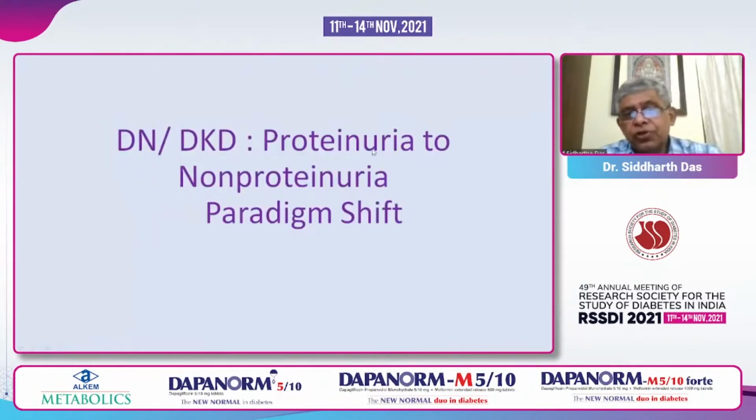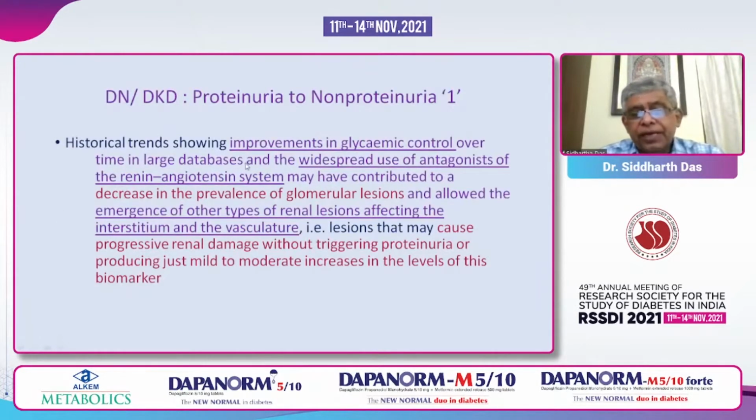Now, coming to proteinuric to non-proteinuric, the paradigm shift. Historical trends showing improvements in glycemic control over time in large databases and widespread use of antagonists of the renin-angiotensin system may have contributed to a decrease in the prevalence of glomerular disease. Albuminuria is the sine qua non of glomerular disease, and this allowed the emergence of other types of renal lesions affecting the interstitium and vasculature. That is, lesions that may cause progressive renal damage without triggering proteinuria or producing just a mild to moderate increase in the levels of this biomarker.